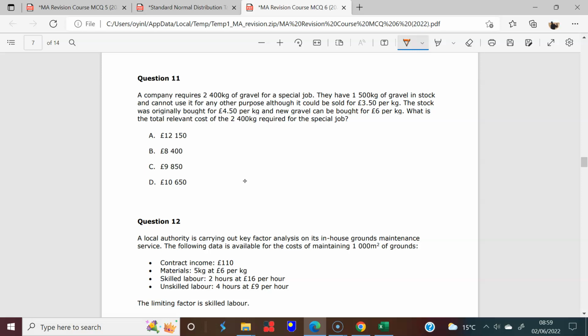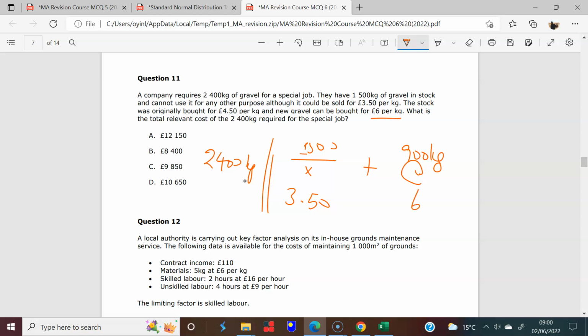Relevant costing. So again, we did a number of these, and if you've been doing the mocks and the progress, you will come across this. If you've done the question bank, this should now become quite normal for you. The company needs 2,400 kilograms of gravel. They have 1,500. It says that they can't use this. So the key point here is that this is the opportunity, the value of that £3.50. And then you need to go out there and buy the balance. So you need another 900 kilograms, don't you? And that 900 kilograms can now be bought for £6. So this is the total relevant cost.